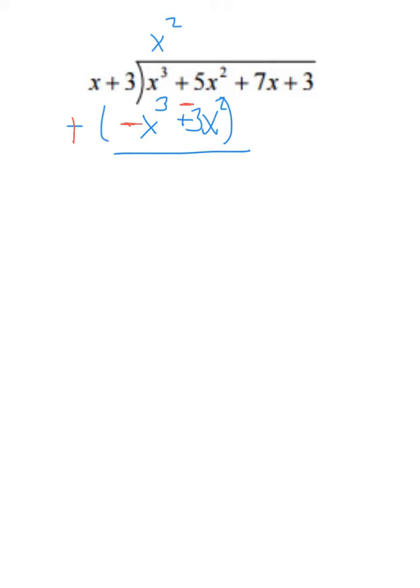So now with this whole piece, we can line them up. What's x cubed minus x cubed? Well, it's gone. We don't need to write anything there. It's totally gone. What's 5x squared minus a 3x squared? Well, obviously that answer is 2x squared. Okay?